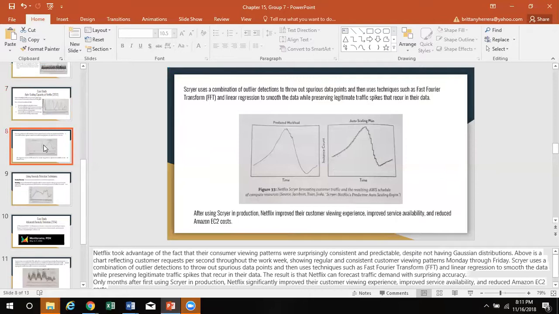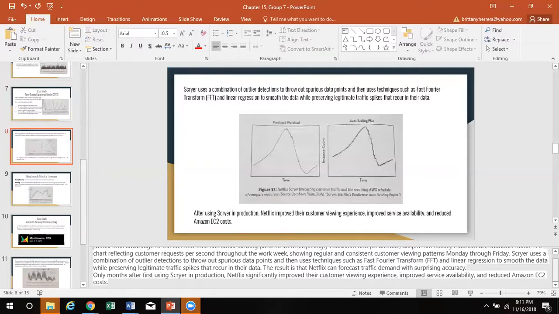So here's our two examples. Netflix took advantage of the fact that their customer viewing patterns were surprisingly consistent and predictable. Despite not having a Gaussian distribution, the chart shows customer requests per second through the work week, showing regular and consistent customer viewing patterns Monday through Friday. Scryer used a combination of outlier detection to throw out the spontaneous data points, and then used techniques such as the fast Fourier transform and linear regression to smooth the data while preserving legitimate traffic spikes that recur in their data.